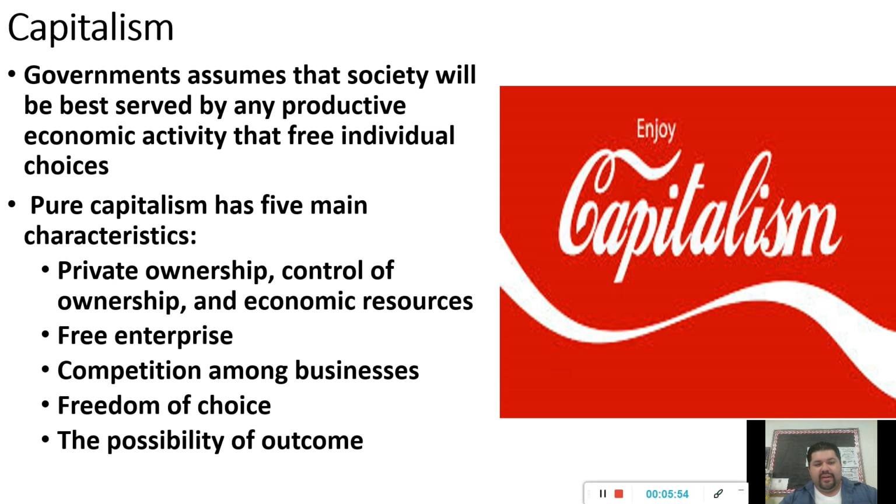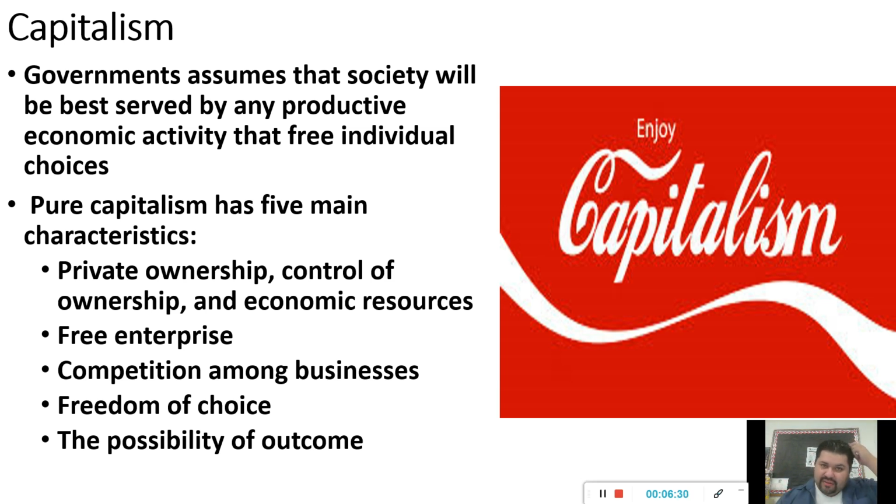Okay. Now, here's the thing. Under a pure capitalistic country, there are five main characteristics. Number one, private ownership, control of ownership, and economic resources. All those three things are in one thing. In other words, the government wants you to be the private owner. They encourage you to be the owner. But whether it rises or falls, it's up to you, because you are the owner. Either you're going to make a profit or you're going to crash and burn. One of the two.